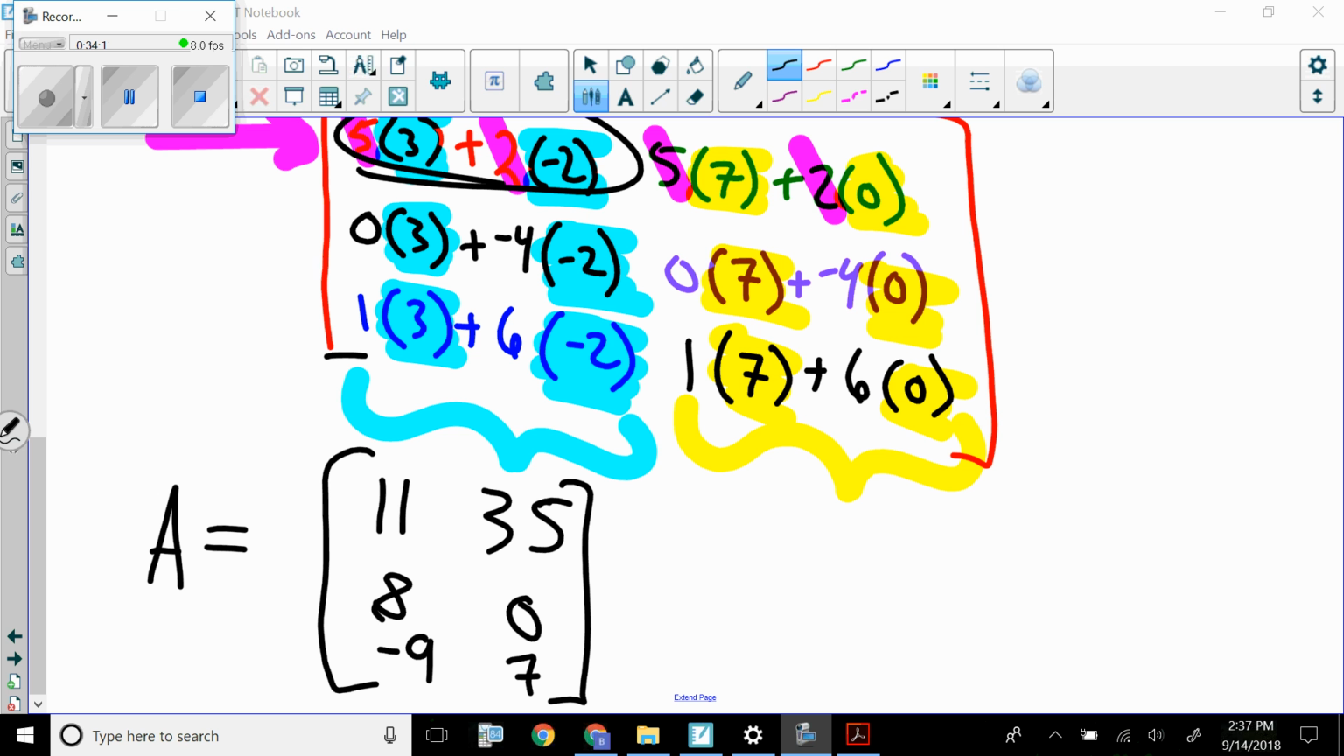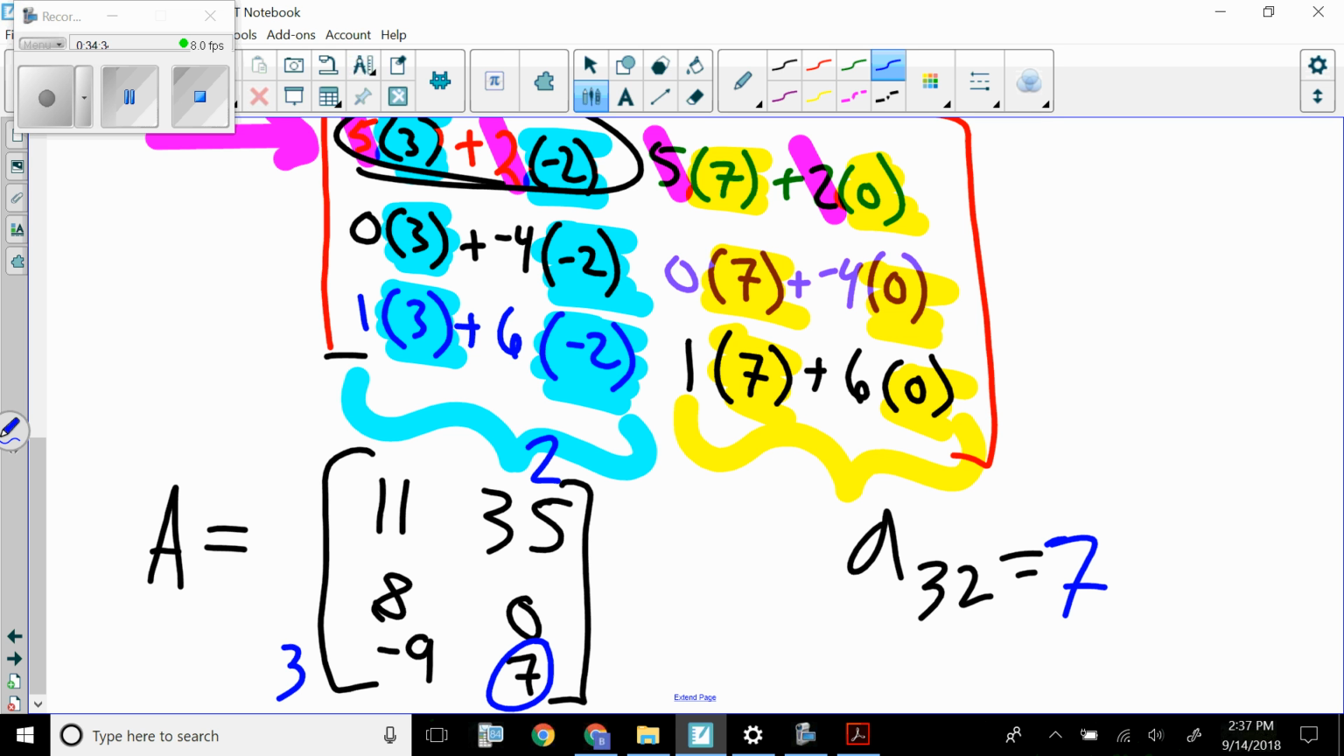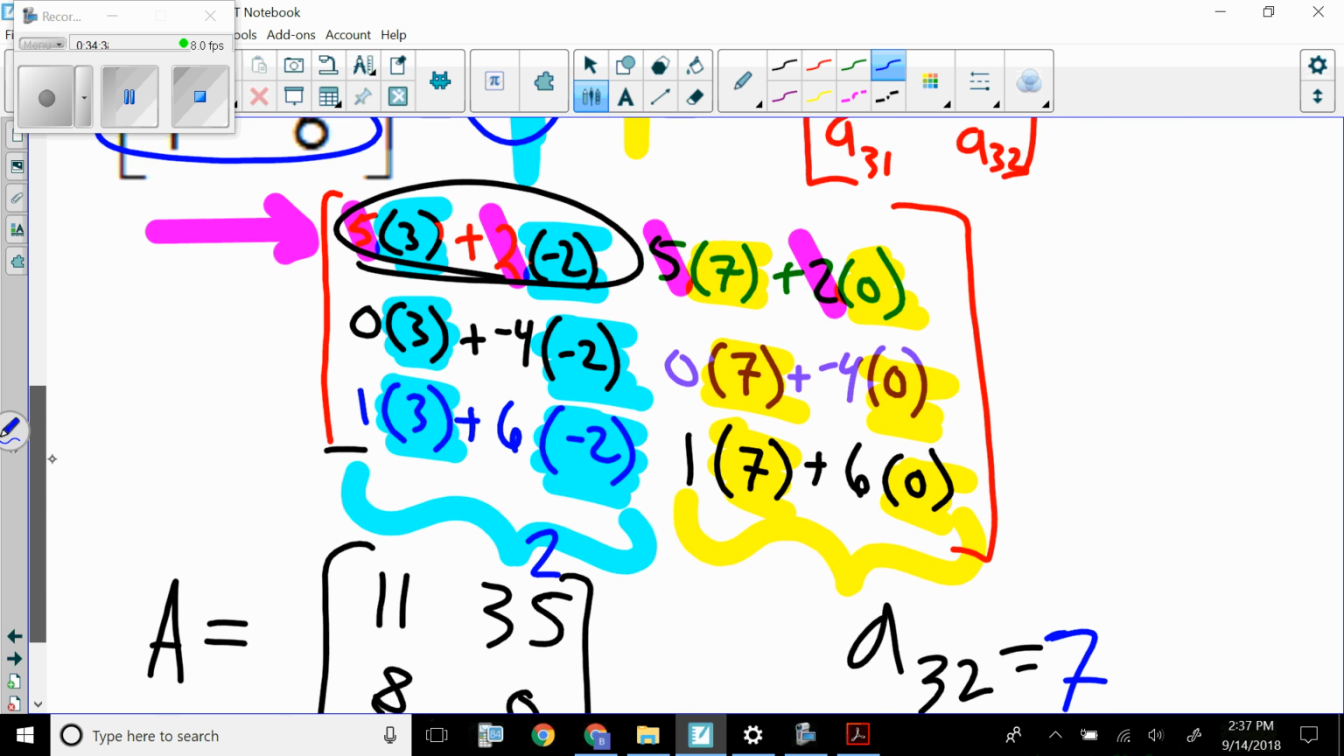Now that we're back, we can see that I have my answer matrix. And if I were to ask you what A 3, 2 was, what would we say that is? Well, that's the third row, second column. Oh, well, that's where they hit. That would be the 7. So this would be 7. All right, that's how you multiply matrices.